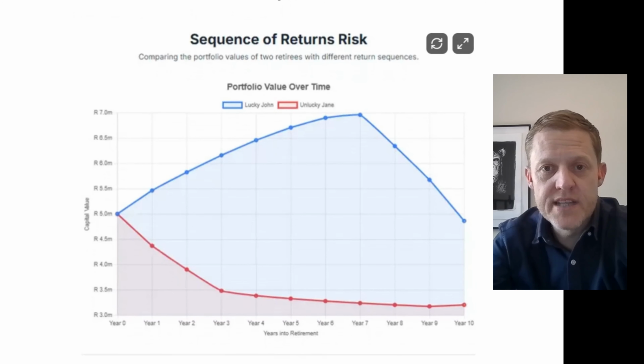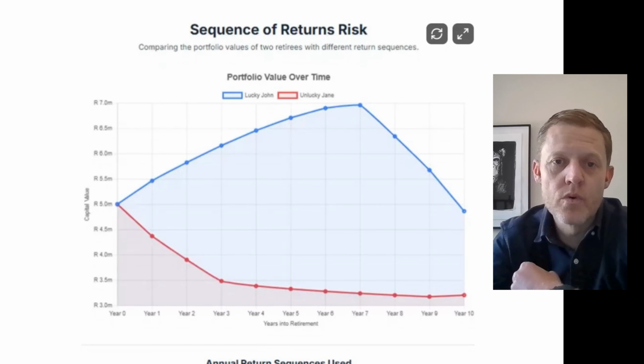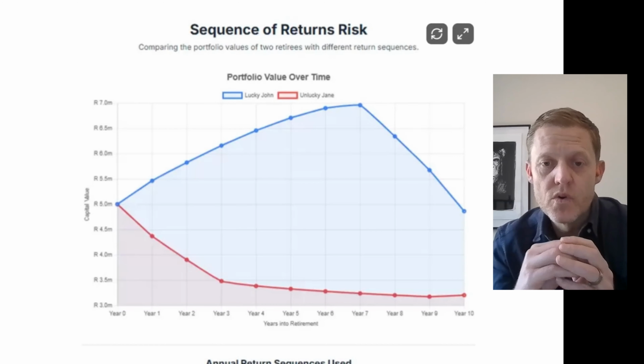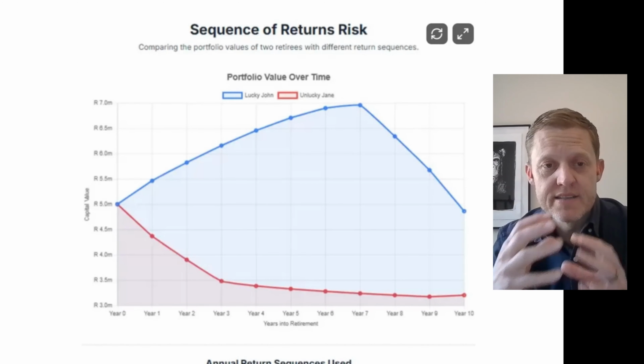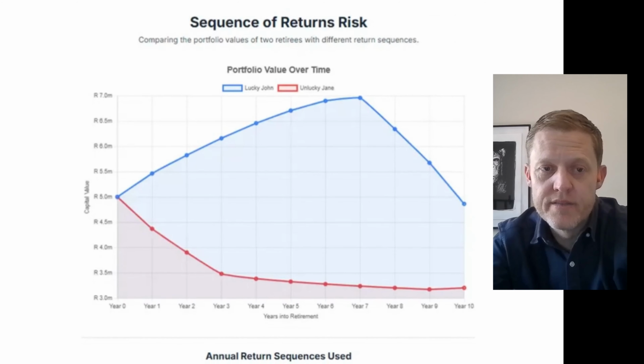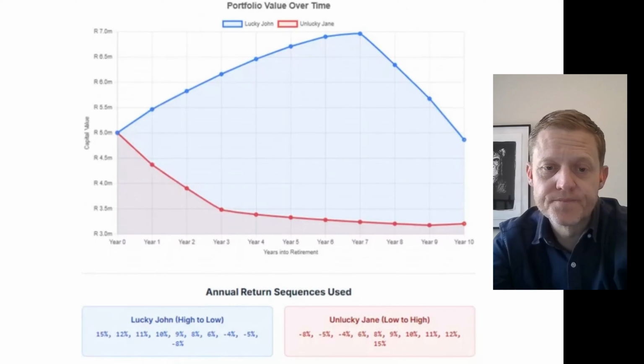Later on, markets do stabilize, and she's getting very positive returns later. But she's actually withdrawn so much from her portfolio that the value that's left is so small, so the high returns that she's getting aren't having as much of an impact. And at the end of this 10-year period, you can see that her value is now down to just over 3 million. So a very big difference in outcome between these two individuals.